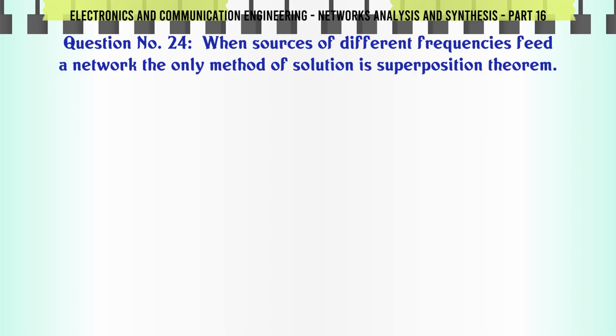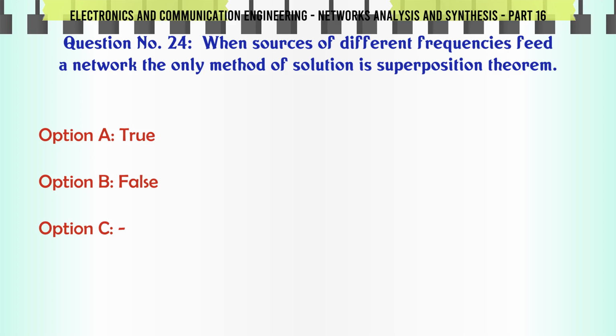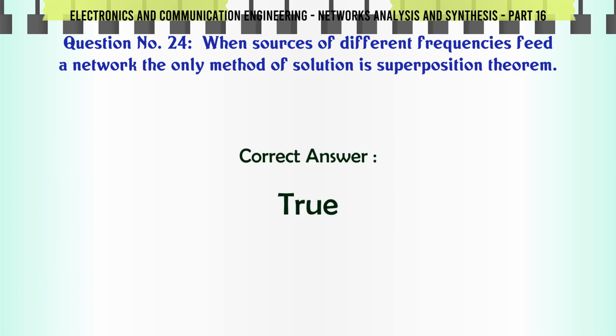When sources of different frequencies feed a network, the only method of solution is the superposition theorem. A. True. B. False. The correct answer is true.